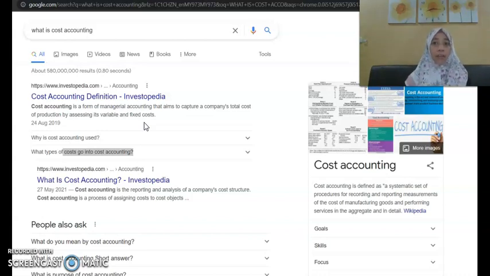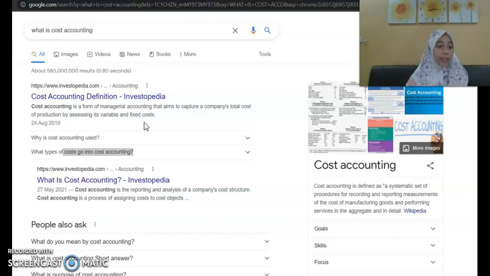Before that, if you are a business, what's the main objective of you conducting a business? The bottom line, the main objective of you conducting a business is that you want to have profit. At the end of the day, you want to have a profit. So my next question is, how do you determine the profit, or how do you calculate the profit? A profit is basically the difference between your total revenue and your total cost.